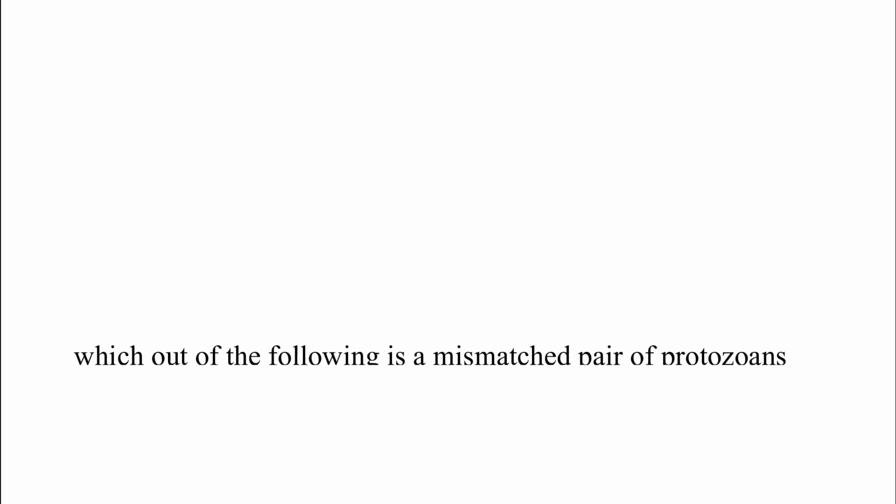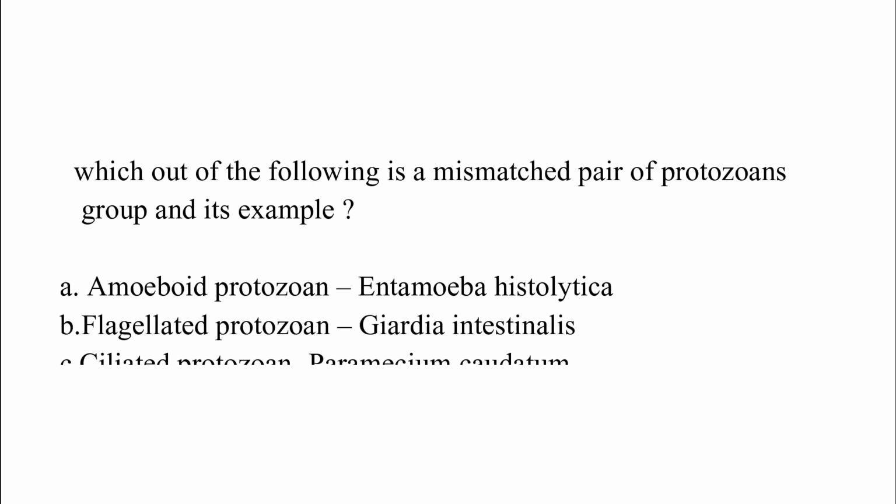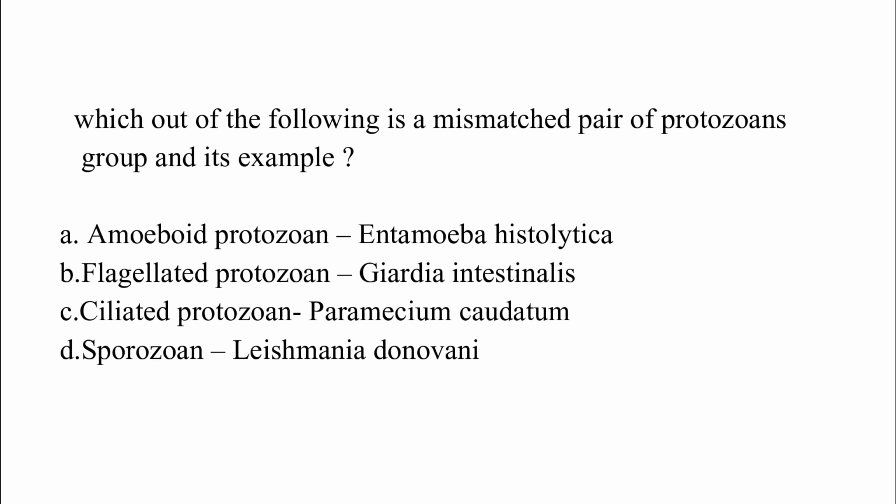Which out of the following is a mismatched pair of protozoan group and its example? Option A, amoeboid protozoan, Entamoeba histolytica. Option B, flagellated protozoan, Giardia intestinalis. Option C, ciliated protozoan, Paramecium caudatum. Option D, sporozoan, Leishmania donovani. The correct answer is option D, sporozoan, Leishmania donovani, which is the mismatched pair.